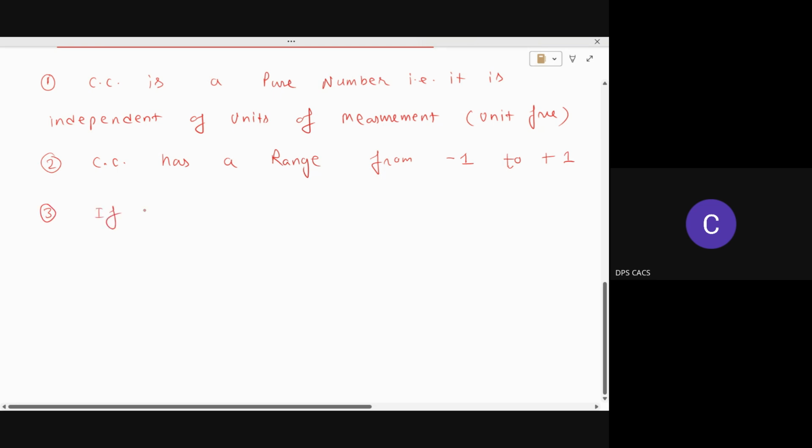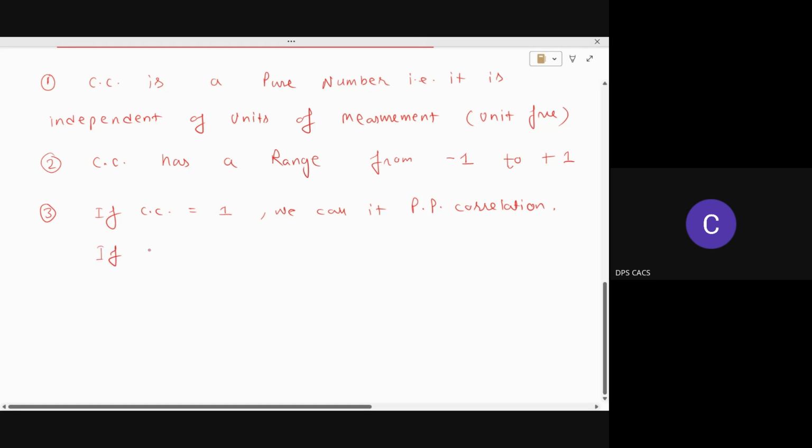If correlation coefficient is equal to 1, we call it perfect positive correlation. We already know what a perfect positive correlation is, but what is the value at that point? R equal to 1. The correlation coefficient will be 1.